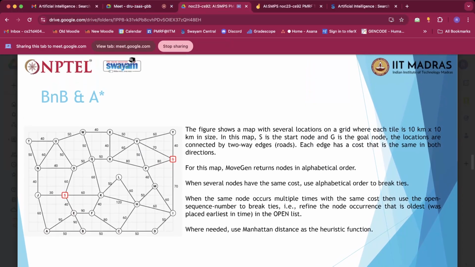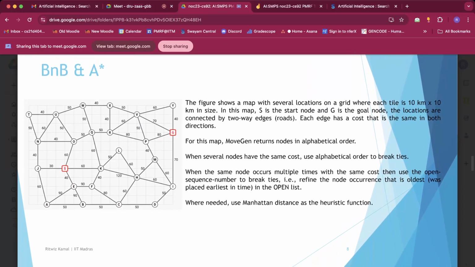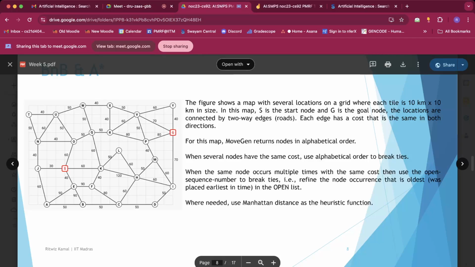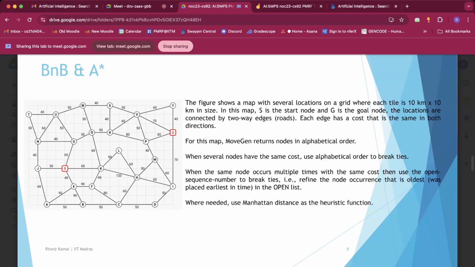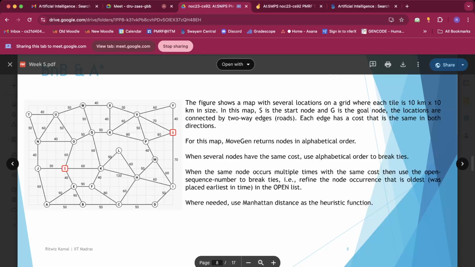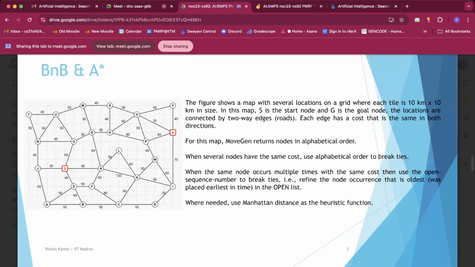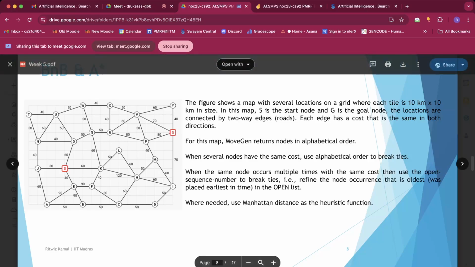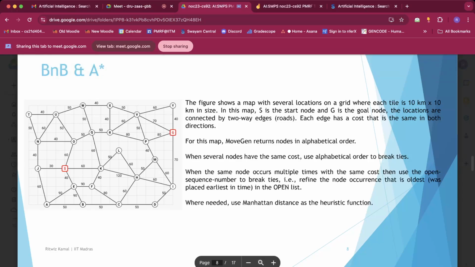What we have to do in the next question is apply branch and bound. Some other information that might be useful is that each of these small blocks is 10 cross 10 units in size. If several nodes have the same cost at any particular point in the algorithm, we have to break the tie using alphabetical order of the nodes. And if the same node occurs multiple times with the same cost, then we have to use the open sequence number to break ties. In other words, we have to explore the node that was placed the earliest in the open list. And wherever necessary we can use the Manhattan distance. All these might seem like a lot of instructions at this point, but it will get clearer as we solve the problem.